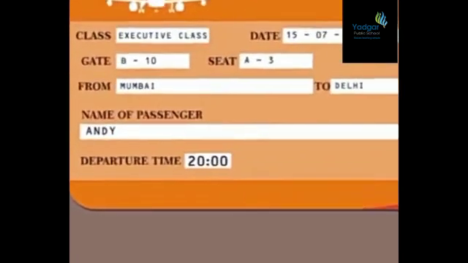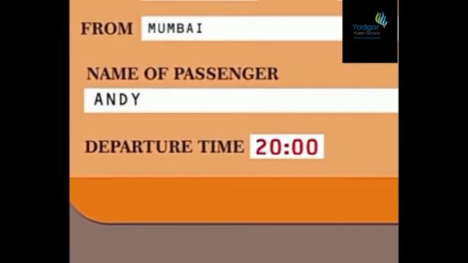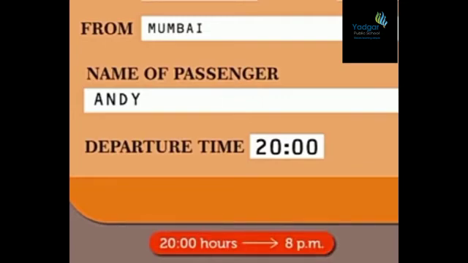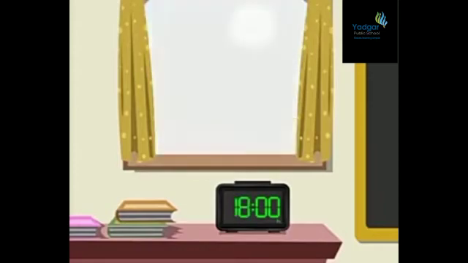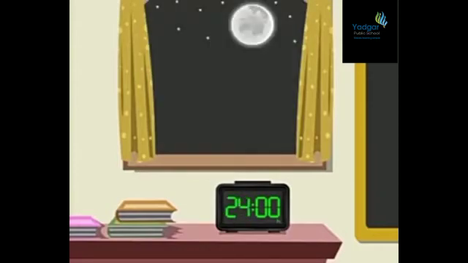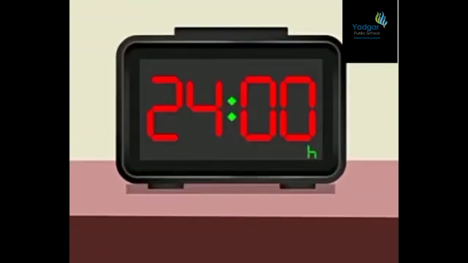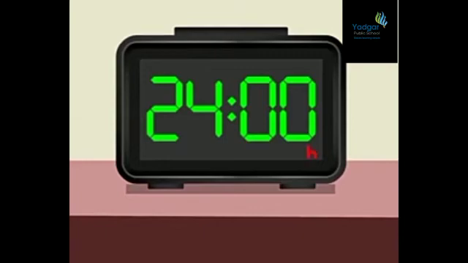Look, the plane ticket shows 2000 hours. It means departure time is 8 o'clock in the evening, that is 8 p.m. It starts at 0 hours and ends at 24 hours. 4 digits are used in the 24-hour clock as shown. At the end of the 4 digits, we write H.